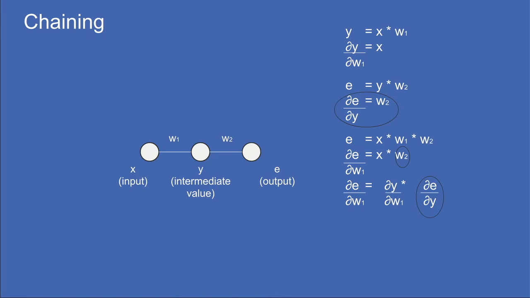What is dE/dW1? We can actually break it down into steps and say, okay, well, if I change W1, how much does y change? And then if I change y, how much does the error change? This is chaining, and this is what lets us, if we know which way we want to change the error, calculate how much we can change this weight to help that happen.